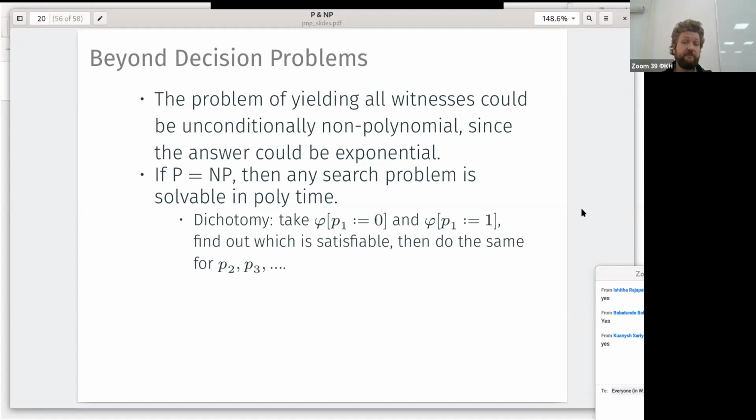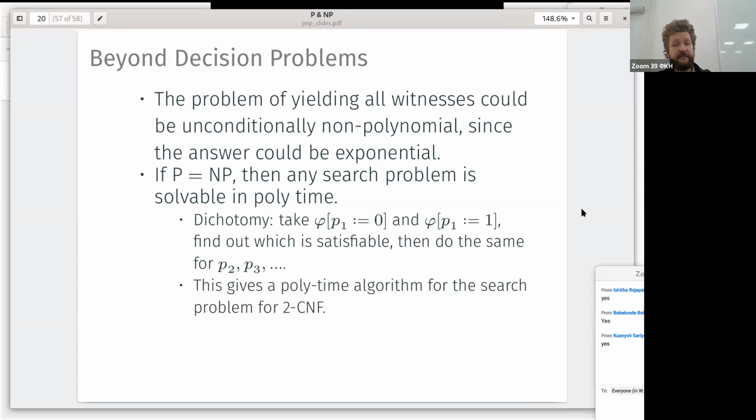Well, I did this on the example of SAT, but it's the same for any NP problem, just due to Cook-Levin. Any other problem can be reduced to SAT, and this reduction will also keep the witnesses. If you check this, it will work the same. This gives us a polytime algorithm for the 2CNF problem, by the way, for the search problem for 2CNF.